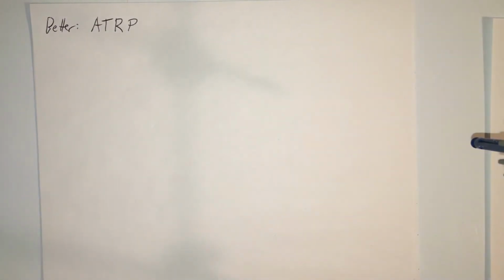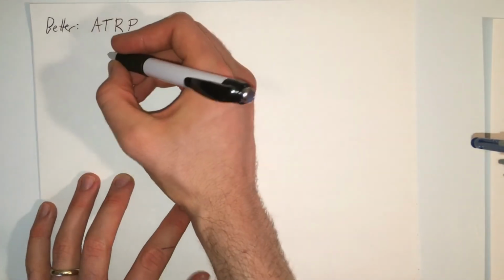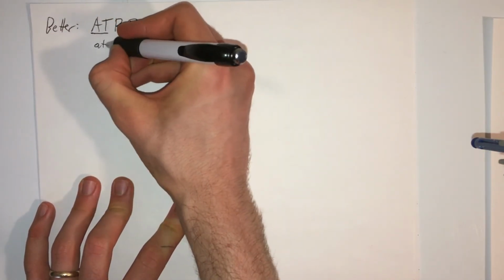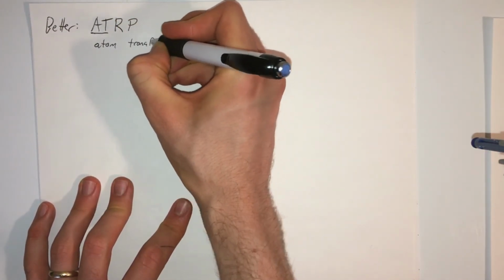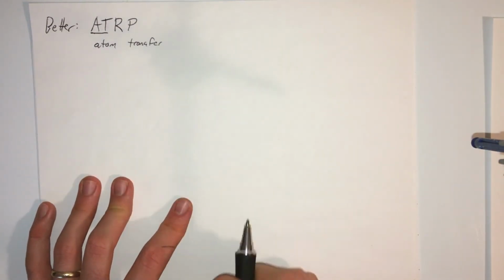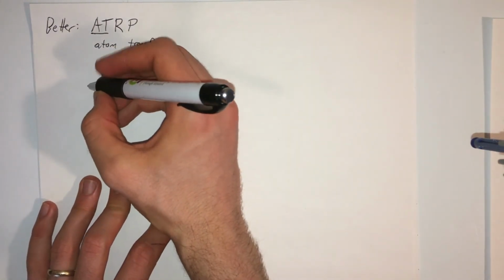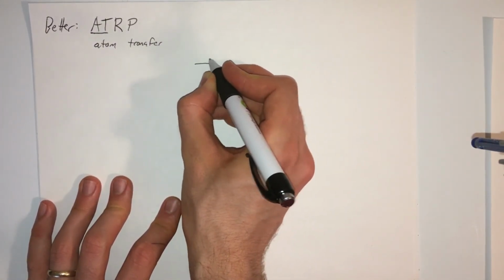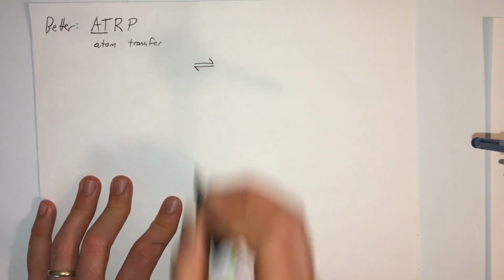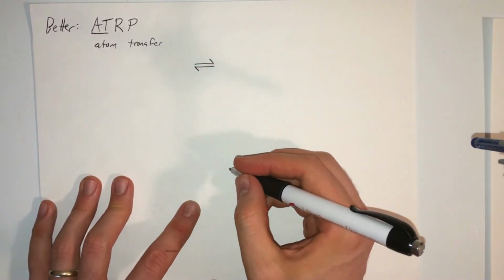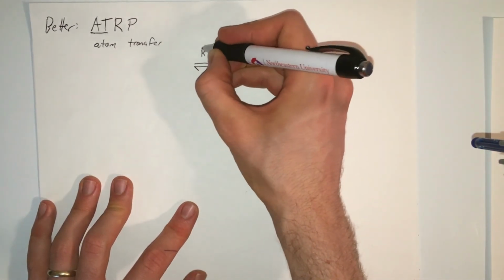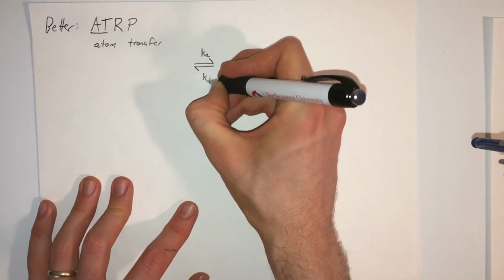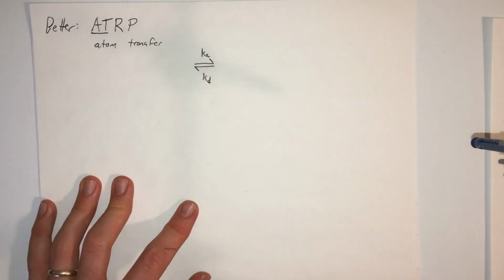So, what's the key to ATRP? Well, ATRP is this atom transfer part. So what do I mean by atom transfer? Well, let's say we have a reaction in equilibrium. So we have something going forward and going backwards, and it's going forward with some rate constant, I'll do k sub a, and it's going backward with some rate constant k sub d.